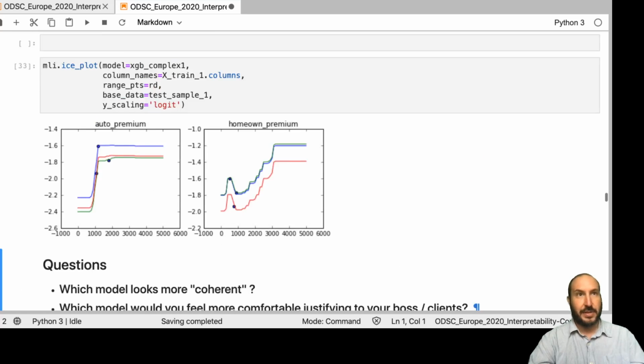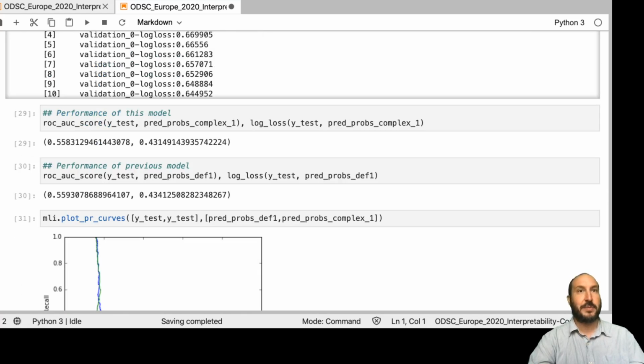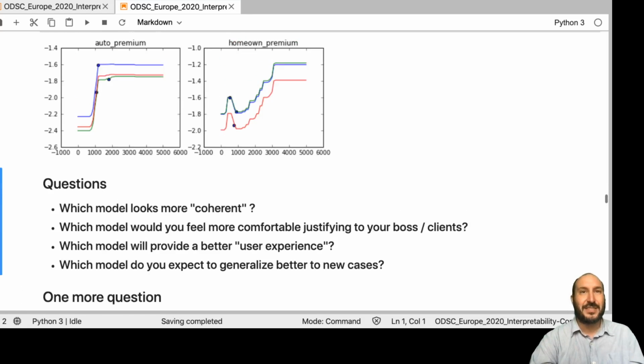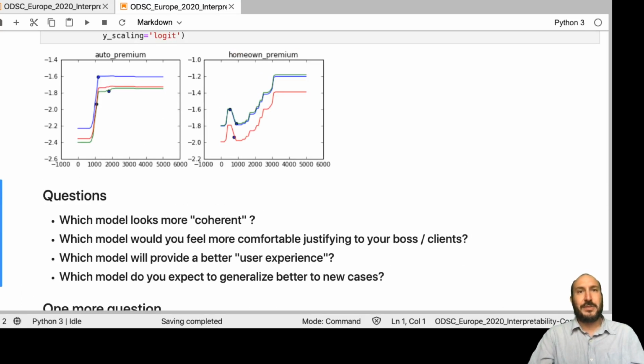So, I would ask the following questions. Of these two models, even though they had very similar scores in our performance metrics, which looks more coherent, which tells a story that you believe? Which model would you feel more comfortable justifying to your boss and clients if you're trying to explain how the cost of someone's premium relates to their probability of buying an umbrella policy? Do you feel more comfortable saying, well, auto premium, it's low, and then it starts going up once you cross around 1,000. And for homeowners premium, there's something weird going on, but basically it goes up for small values, then it goes down, and then it goes up again.